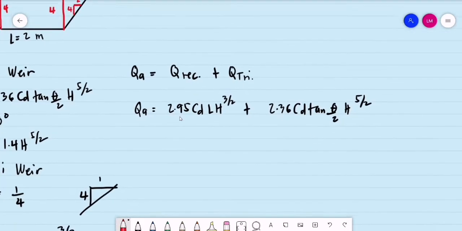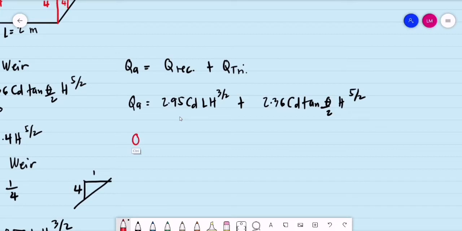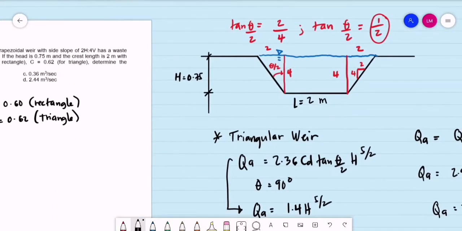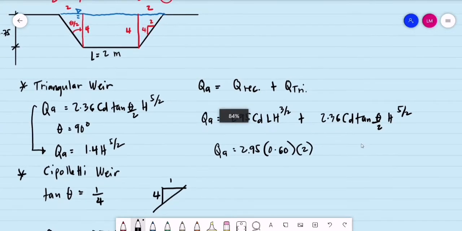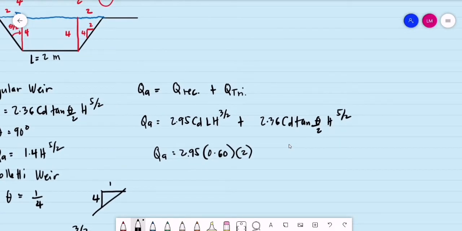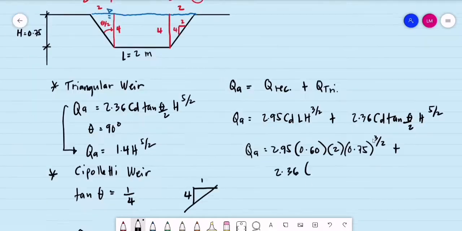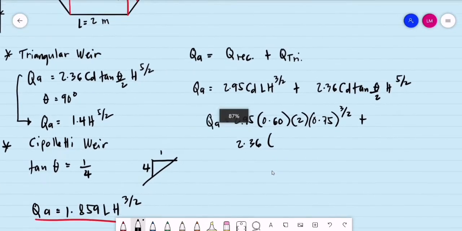Okay, so we have the flow rate actual. Yung flow rate actual is equal to, this is 2.95. Ano yung coefficient of discharge para dun sa rectangular portion? That is 0.60. Ano yung L natin? That is 2 meters. Okay, yung given na head is 0.75 meter. Multiplied by 0.75, this is raised to 3 over 2. Plus, yung triangular part is 2.36. Coefficient of discharge sa triangular, that is 0.62.